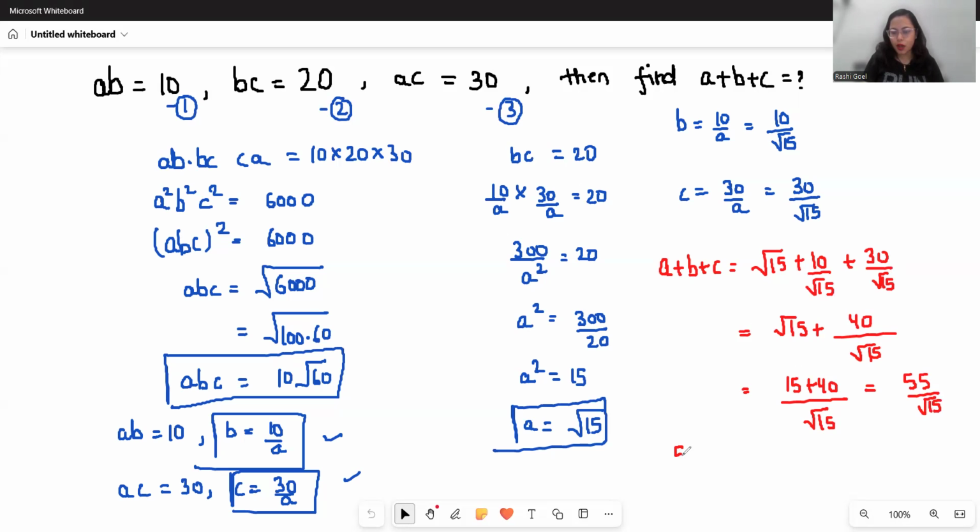Now I'm going to eliminate the root 15 from the denominator by multiplying by root 15 in the numerator as well as the denominator. So it becomes 55 root 15 by 15, which is 11 root 15 by 3.